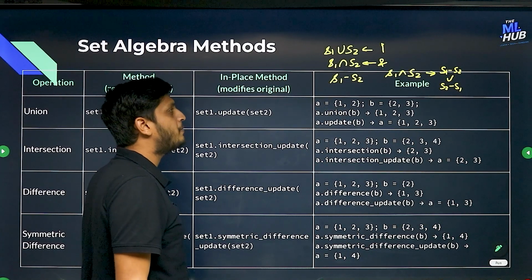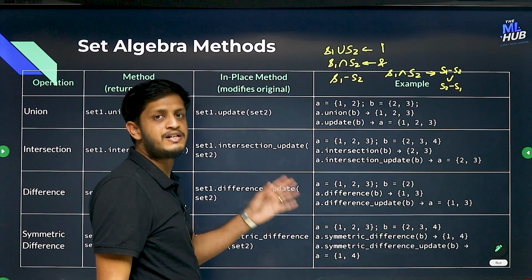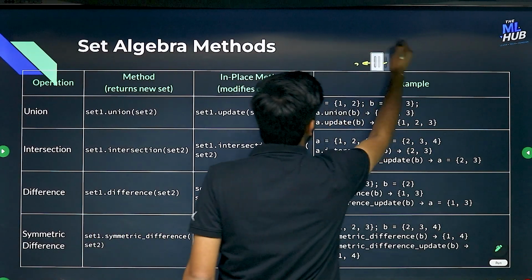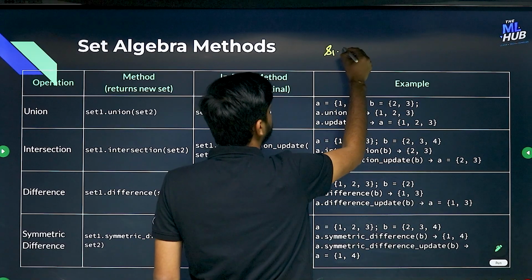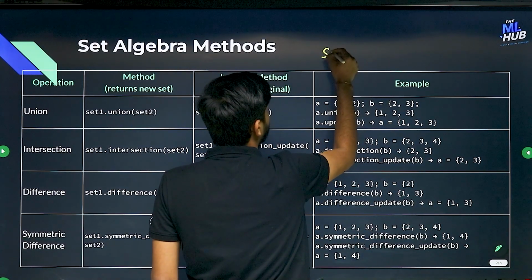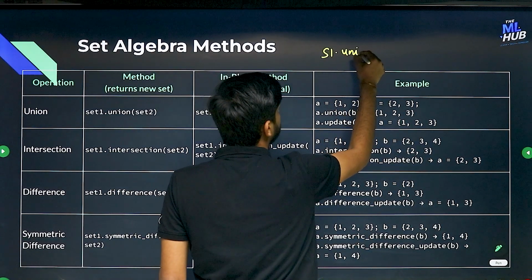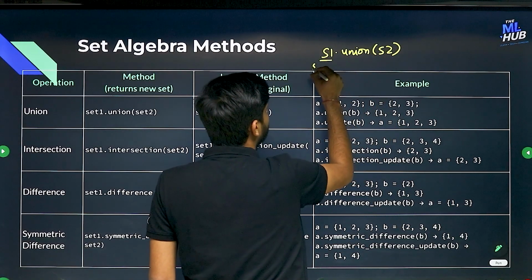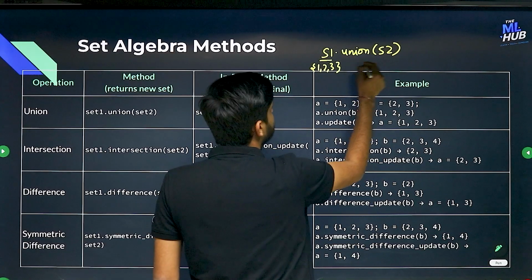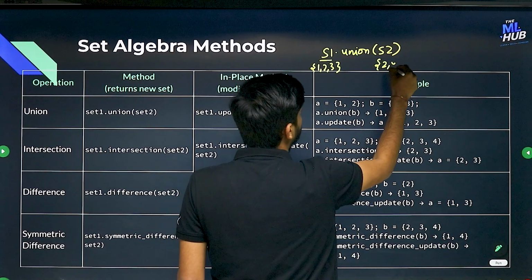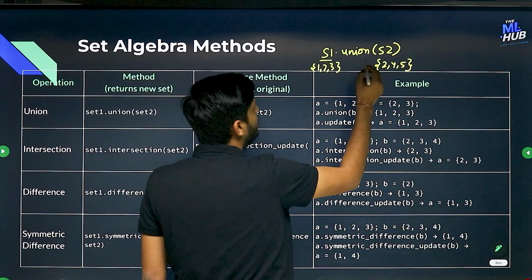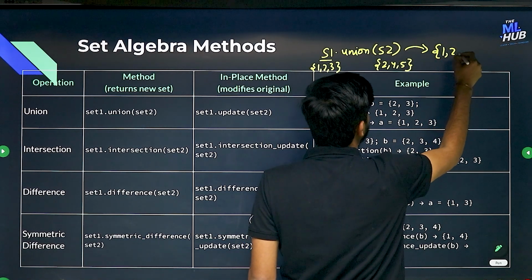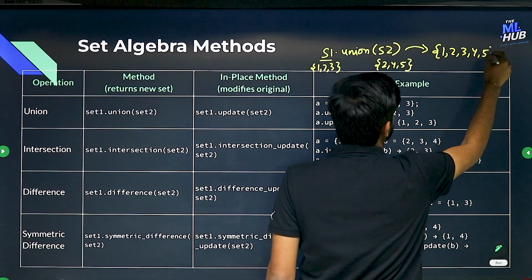So actually there are methods defined in Python for sets which can do these things as well. If you use S1 dot union with S2, let's say S1 is a set containing elements 1, 2, 3, and S2 is a set containing elements, let's say 2, 4, 5, then the union function will give you a new set. It will return a new set containing elements 1, 2, 3, 4 and 5.